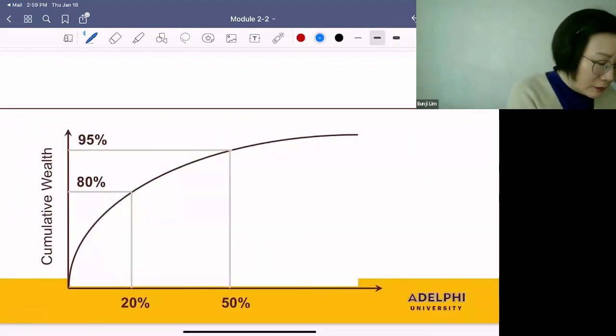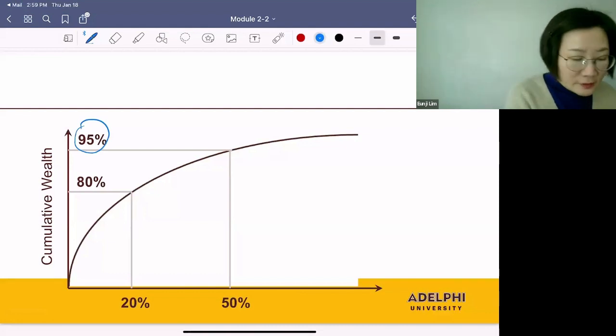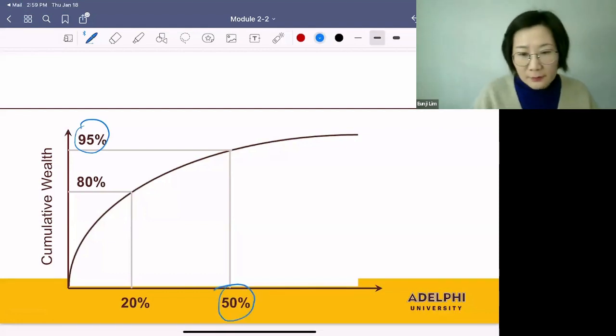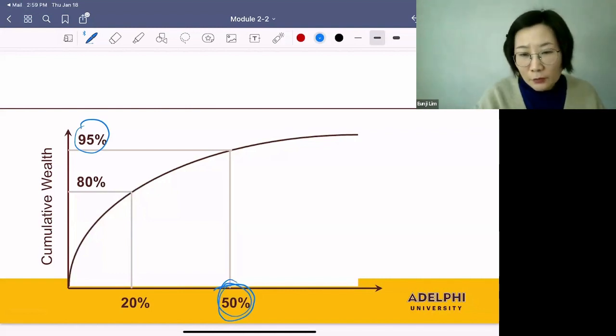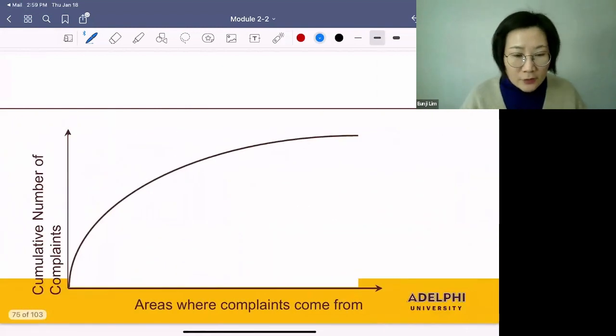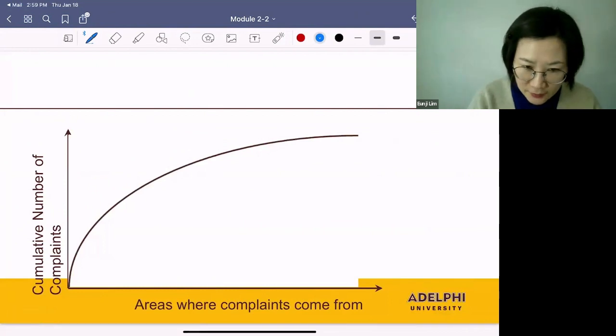Also, 95% of money is owned by 50% of people. Half of the people own most of the money in the world. And we can apply this to many situations.